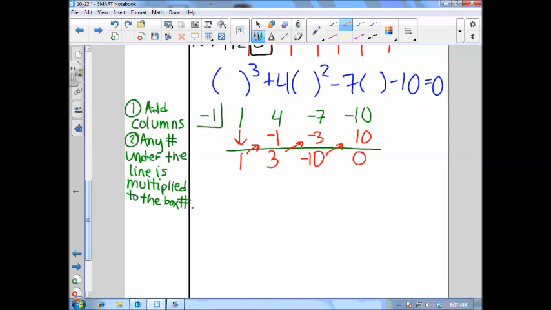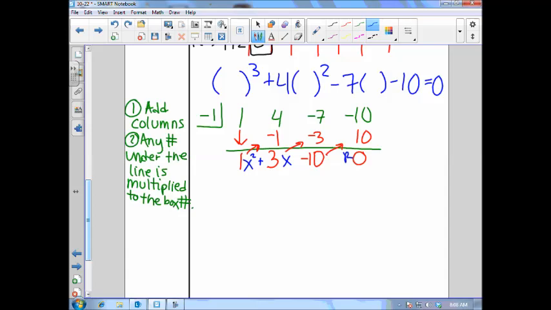If -1 is actually a factor, a zero or a root, then we should have remainder 0, because it means it divides evenly. And anything that's a factor does divide evenly. So -10 is our constant, 3 is the first x, and 1 is the x squared, and put a little plus in front of the 3 since it was positive. So now we have a trinomial. 1x squared plus 3x minus 10.